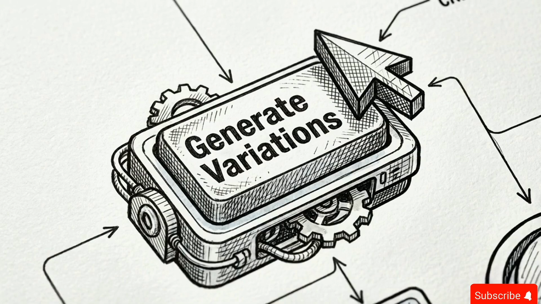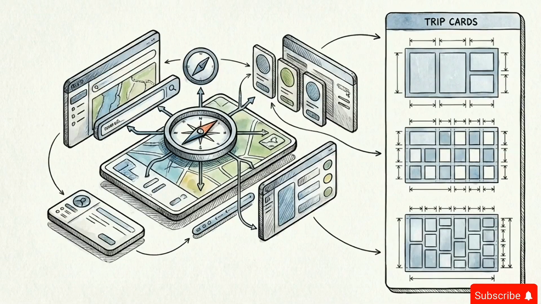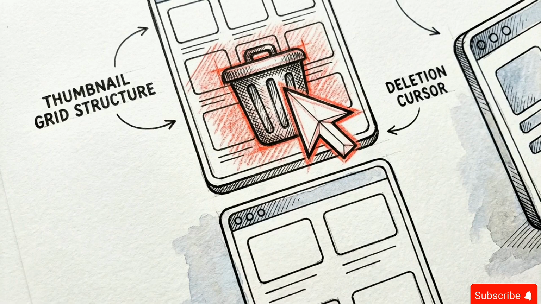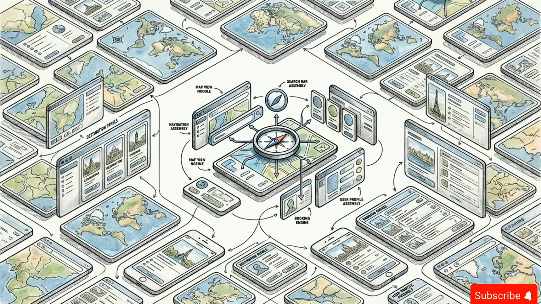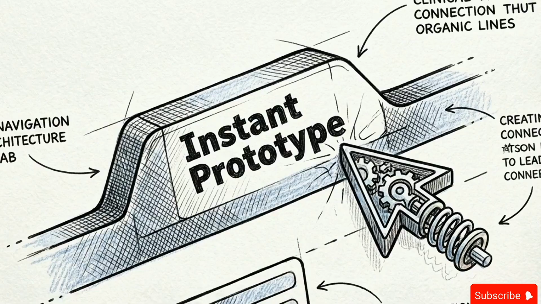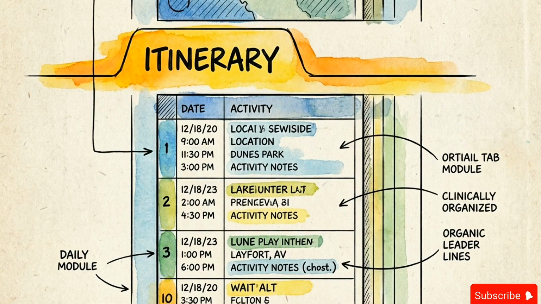You can also use the variation generation feature to explore different layouts for a single section. Once you pick the best structure, you delete the rejected layouts to maintain absolute focus in your workspace. Now that the design is locked, you need to validate its logic. The instant prototype capability allows you to test specific interactive behaviors, like navigating through tabs or scrolling the itinerary.